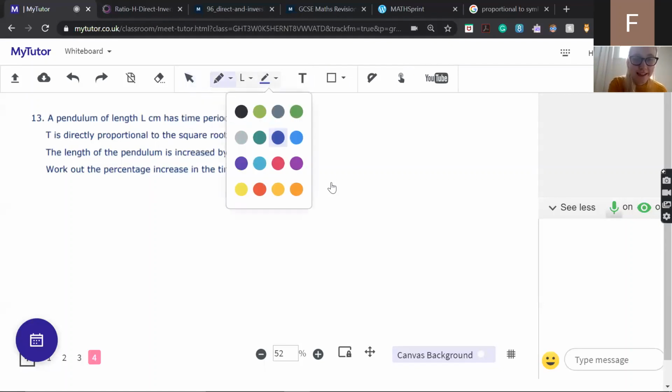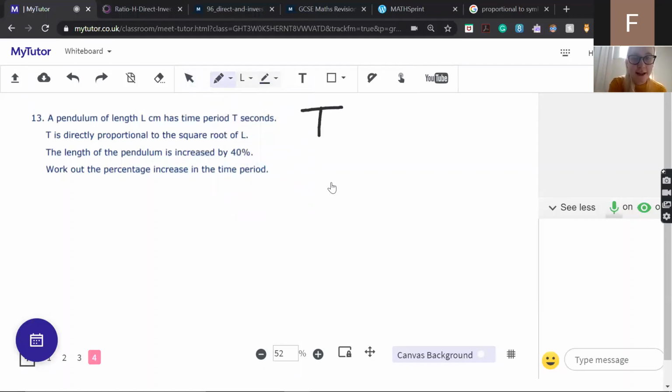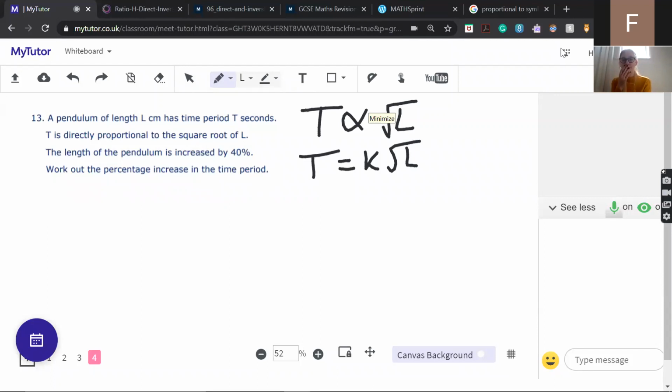What we're saying is that T is directly proportional to the square root of L. So T equals K root L. There's nothing new about that. Someone just said they understand it. Oh my God, two people understand it. Okay, sorry, wow. So T equals K root L. There's nothing fancy, there's nothing new about that. That's what we've been doing for the past hour, right? That's just setting it up.